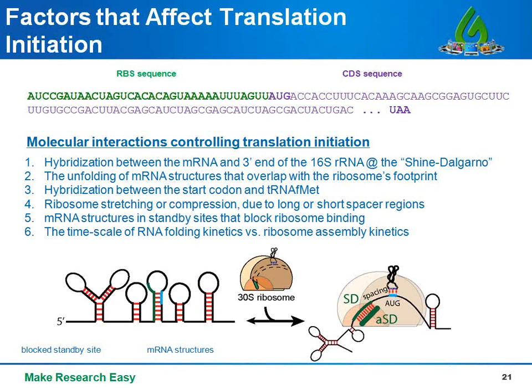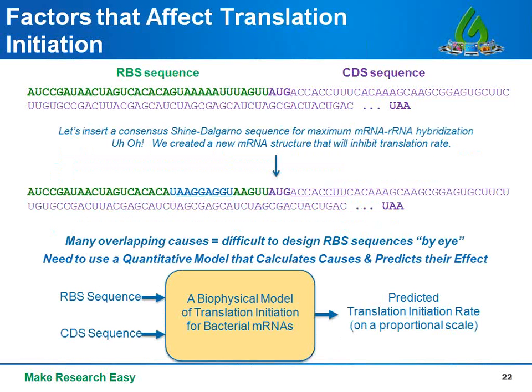Basically, you've got to think not only about hybridization between the mRNA and the ribosome, but also any features of the mRNA that might block the ribosome from binding, or the distance between certain features on the mRNA that might cause the ribosome to have to stretch or compress. And so this is really a complex problem to solve.